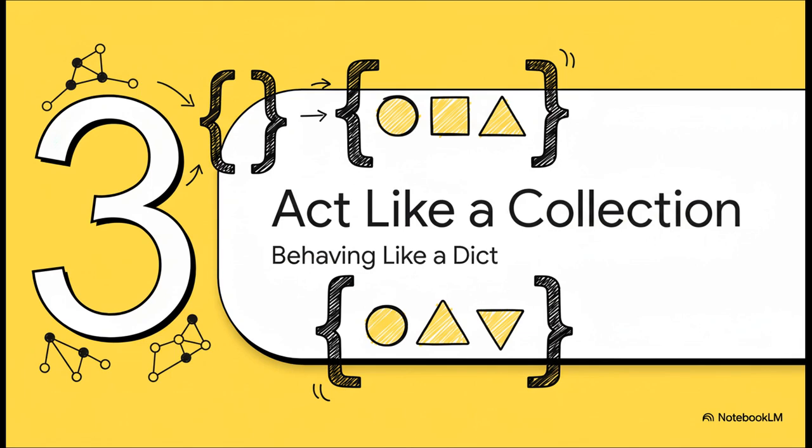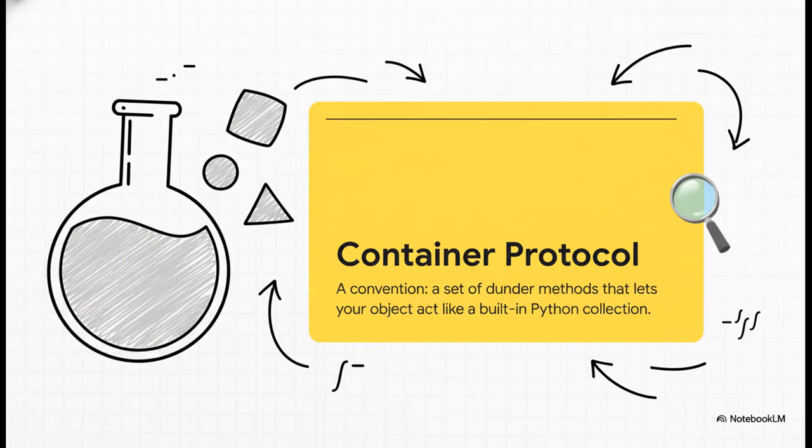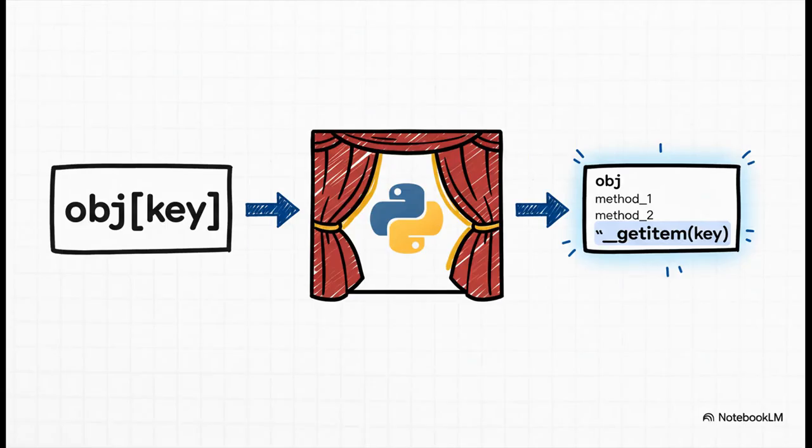All right, so that solves the mystery of the dot notation. But what about the dictionary-style access with the square brackets? For that, we need to unlock our second superpower, making our objects behave just like native Python collections. This is all made possible by something called the container protocol. Now, this isn't a formal thing you import or anything. It's simply a convention. It's like a gentleman's agreement. If your object implements a specific set of Dunder methods, Python will automatically know how to treat it like a container. And it all starts with __getitem__.